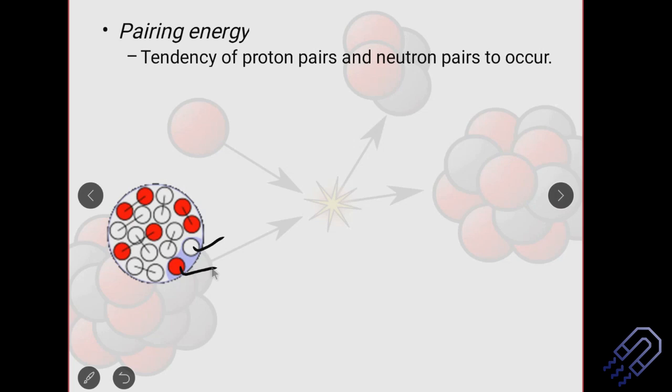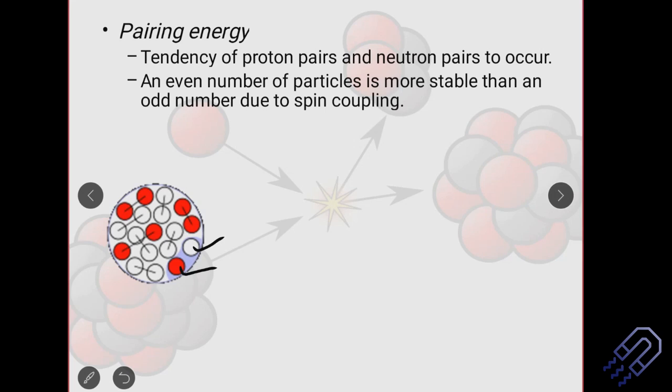Odd-even means odd proton, even neutron, or odd neutron, even proton. Even-even means even proton, even neutron. So we have to look into these factors to know the value of the pairing energy, which I think I explained a lot yesterday. Then we have an even number of particles, which is more stable than an odd number, due to the spin coupling effect.